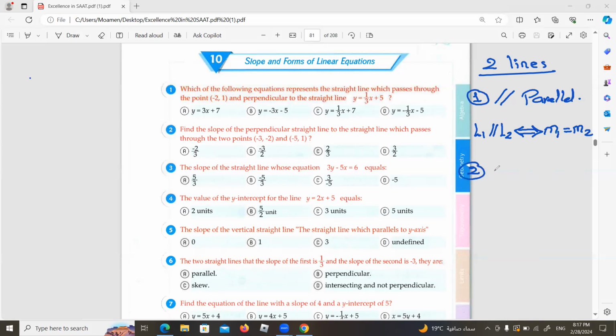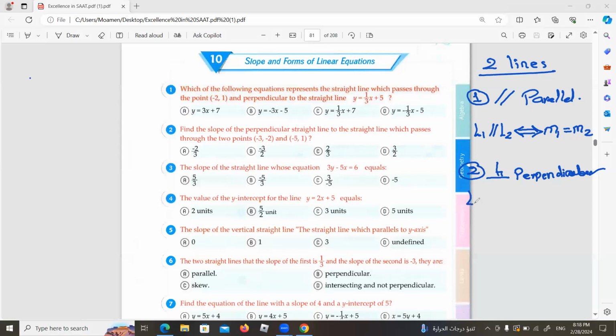The second case is perpendicular lines, two lines which are perpendicular. This is the sign of perpendicular. Perpendicular can also be named orthogonal. So the word orthogonal means perpendicular. It means the angle between the two lines is 90 degrees.